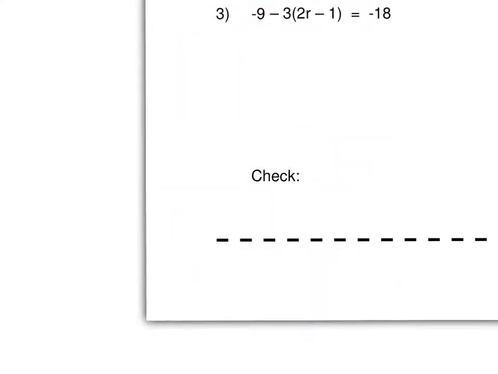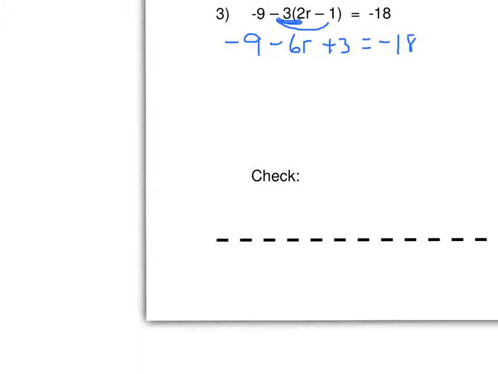All right, the next problem also has parentheses, means that we have to start by doing the distributive property. You always start by trying to get rid of the parentheses. So I'm going to multiply that negative 3 times positive 2r. I get negative 6r. Bring down this negative 9. Then I multiply that negative 3 times a negative 1. A negative times a negative is a positive 3 equals negative 18.